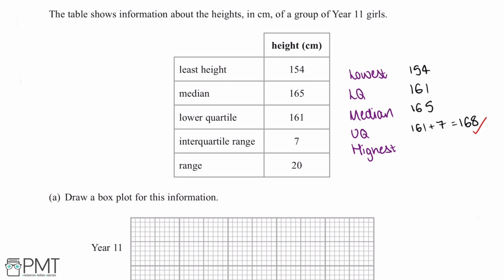Now, in order to work out what the highest value is, we can use the lowest height and the range. So the lowest height is 154 centimetres and the range is 20 centimetres, which means the highest height will be 154 plus 20 centimetres, which gives us 174 centimetres.